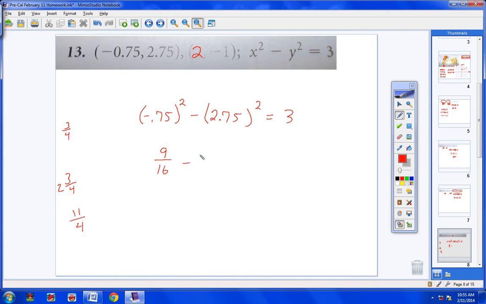And so if you square those, you would get 121 over 16 equals 3. Okay, 9 minus 121. There's no way this is going to work because you're going to get a negative number. I mean, 9 is smaller than 121. So 9 minus 121 would be negative 112 over 16. I really don't care what decimal that is because it's not even close to being 3. So this ordered pair right here does not work. It is a no. All right.